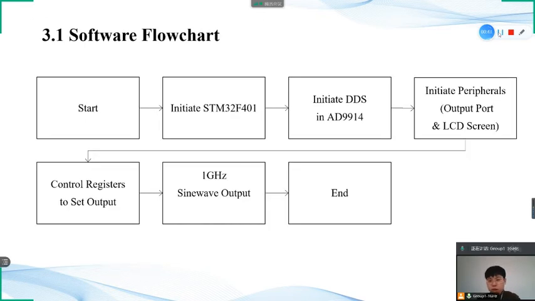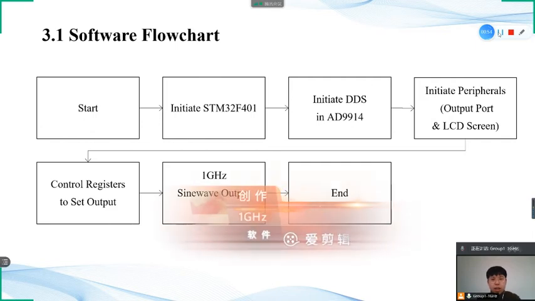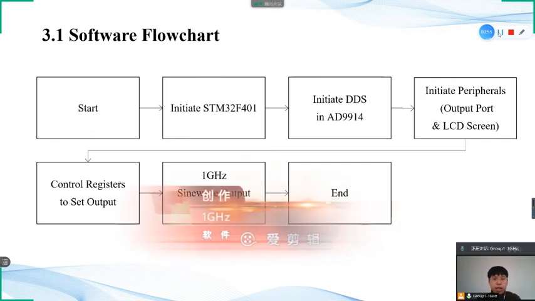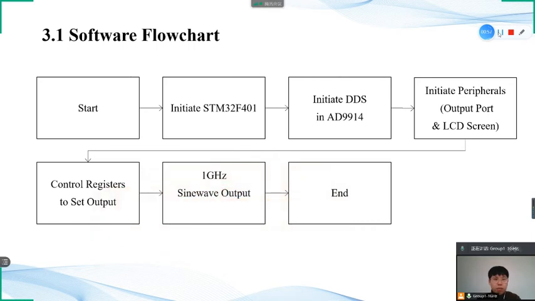Now let's focus on software design. Here is a flow chart. We first do some initializing jobs in the control module, the DDS module, and some peripherals. And then we control registers to set the desired output, and then we get 1 GHz sine wave output.